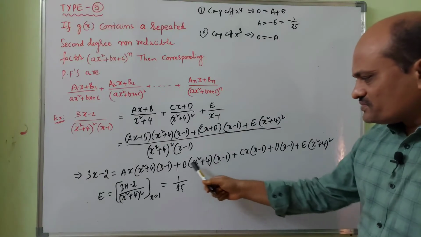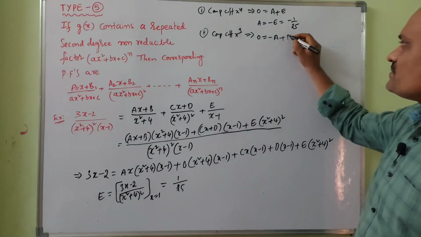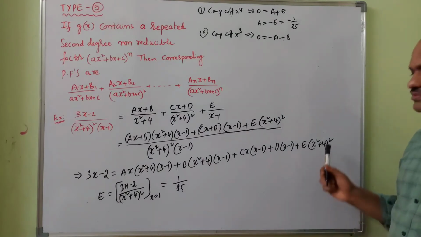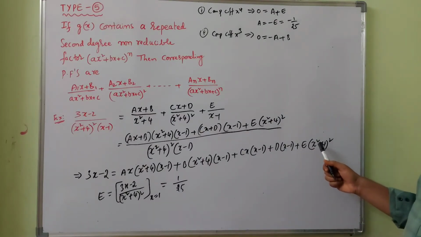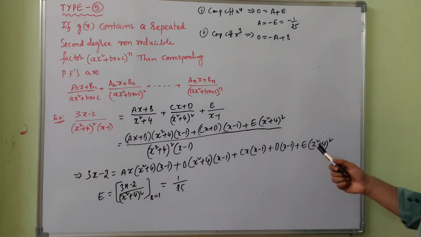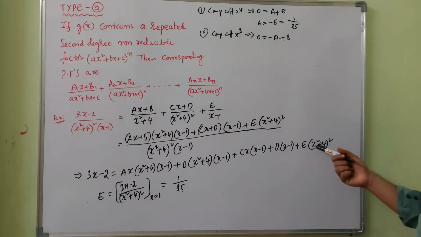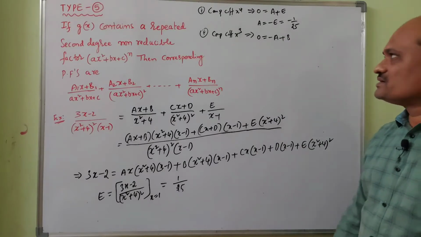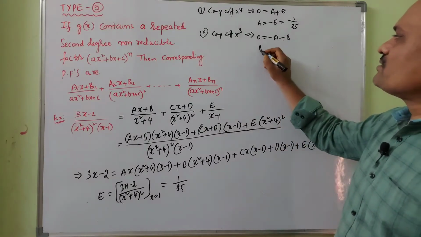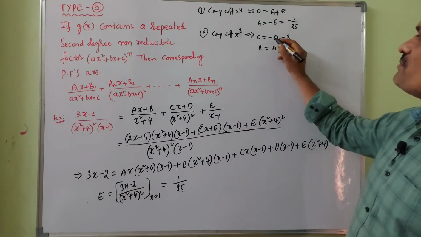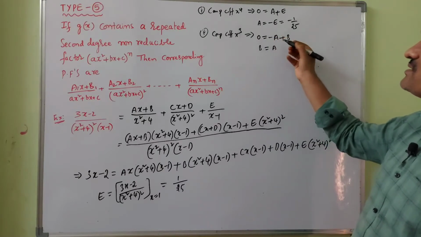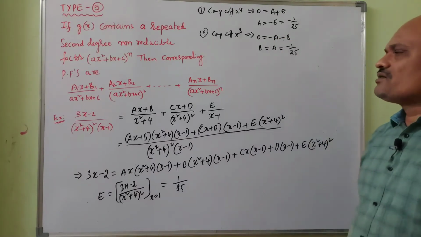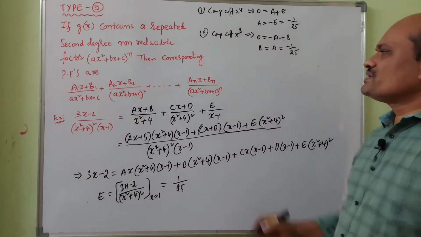Here the x cube coefficient is plus b. Here no x cube, here also no x cube. If you expand, you won't get any x cube here; x power 4 and x square terms only you will get. So 0 equals minus a plus b. Now I want b. What is b? Minus a plus b is 0, which means b is equal to a. What is a? Minus 1 by 25. I got the value of b as minus 1 by 25.